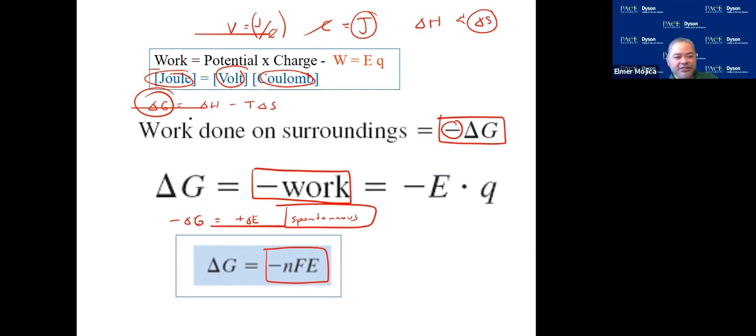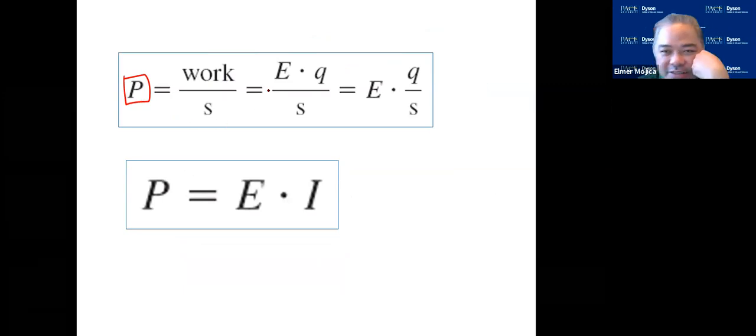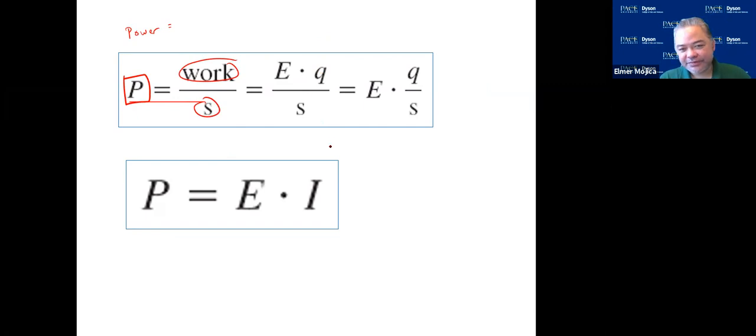Okay. So another thing that we can relate delta G to is electric potential. Now, in addition to that, we also have this P. What do you think the P here is? So we had a little bit of P6 this morning. P is equal to power. And if you look at the power that we have here, this is just work per second, or E times Q per second.